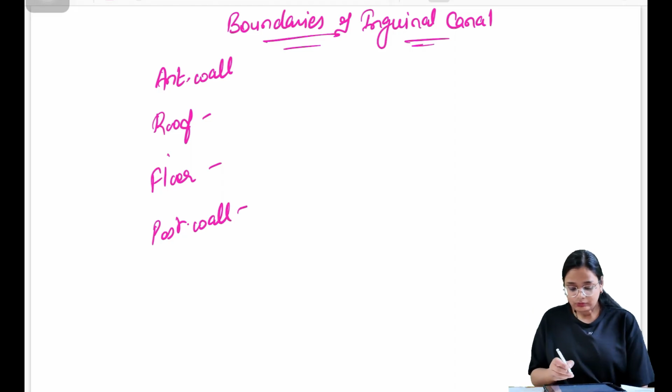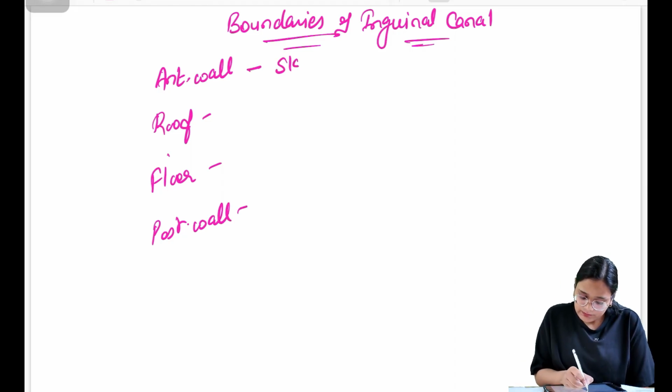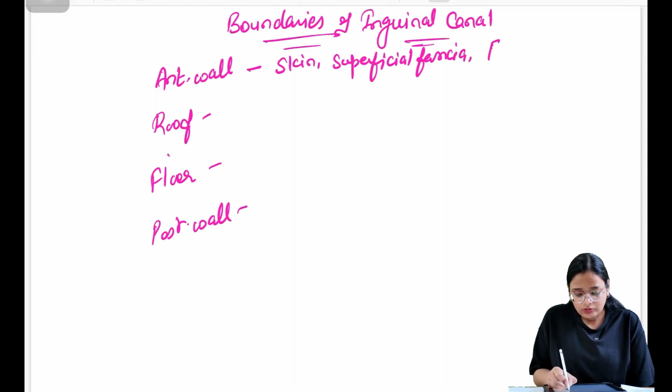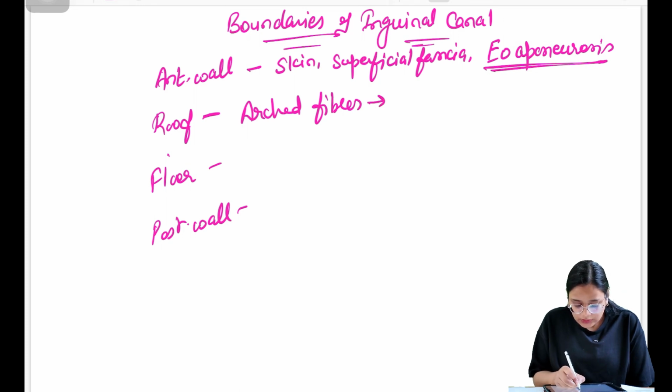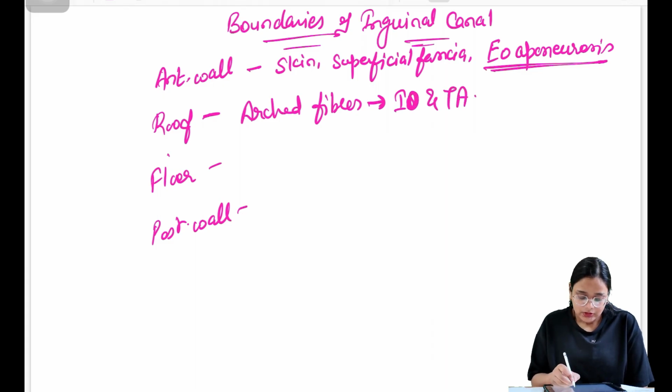Anterior wall is mainly skin, superficial fascia and external oblique muscle aponeurosis. Here the specific one is external oblique aponeurosis. The roof is formed by the arched fibers coming from the abdomen. The muscles are the internal oblique muscle fibers and the transversus abdominis arched fibers which are reflecting. So they form the roof of the inguinal canal.